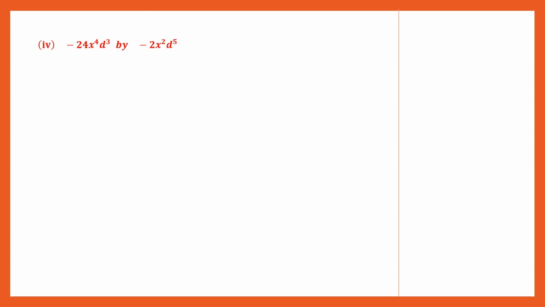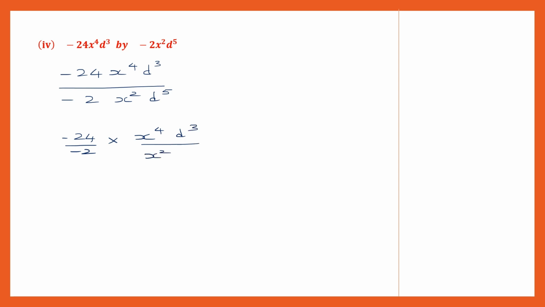Question 4. Minus 24x to the power of 4 d cubed divided by minus 2x squared d to the power of 5. So again, let's work on the numerical coefficients first. So we'll have minus 24 divided by minus 2 into x to the power of 4 d cubed divided by x squared d to the power of 5. So here minus and minus will get cancelled. 2 twelves are 24. So this is 12 into x to the power of 4 minus 2.